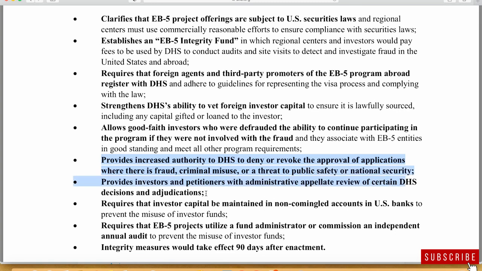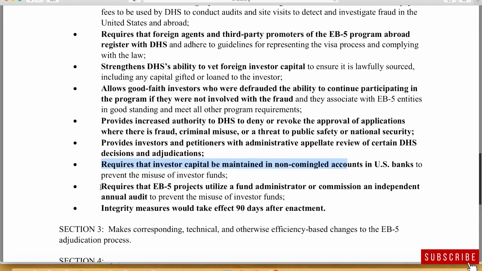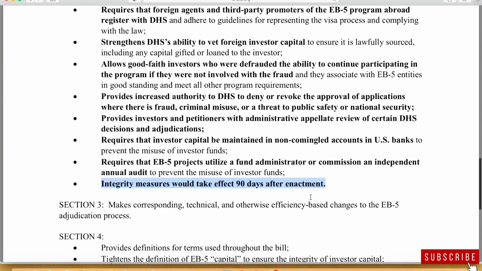Provides investors and petitioners with administrative appeal review of certain DHS decisions and adjudications. Requires that investor capital be maintained in non-commingled accounts in U.S. banks to prevent the fraud. Requires that EB-5 projects utilize a fund administrator or commission an independent annual audit. Integrity measures would take effect 90 days after enactment.